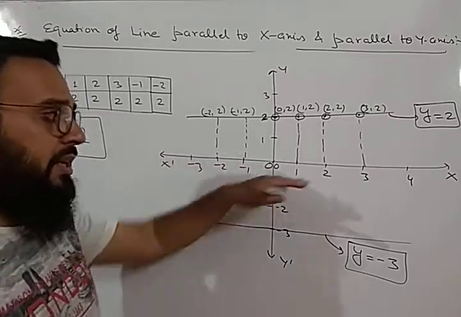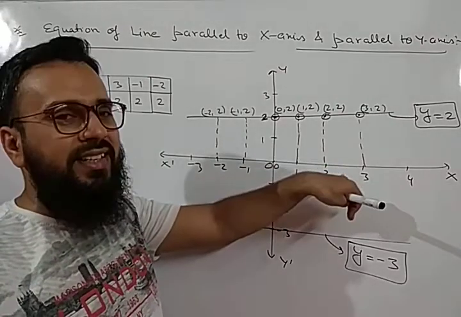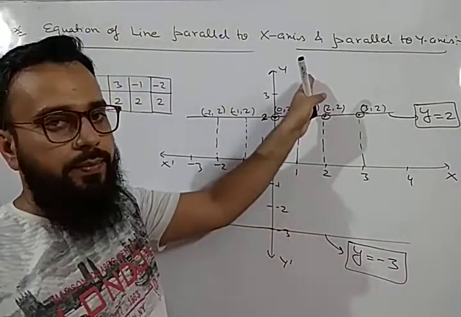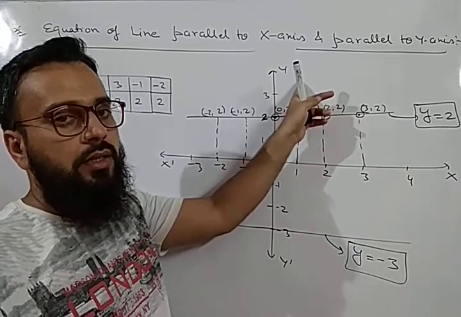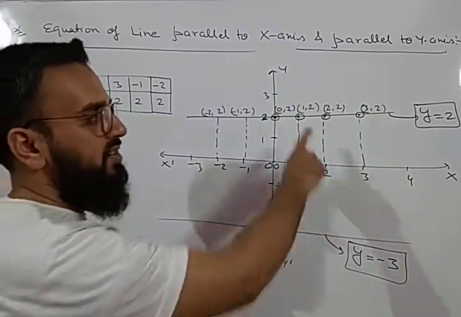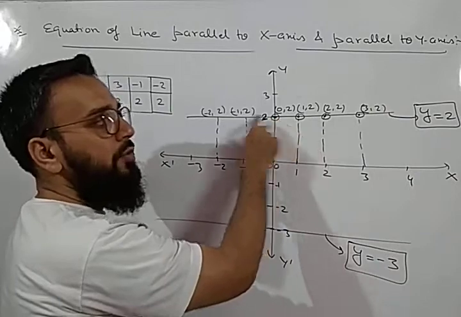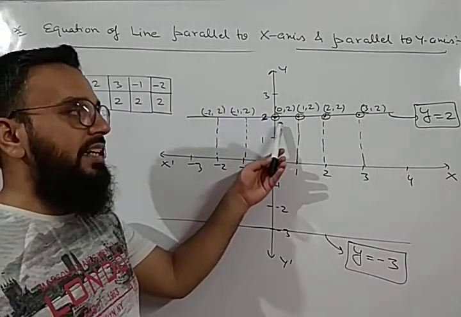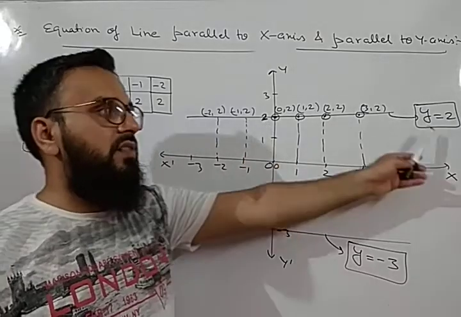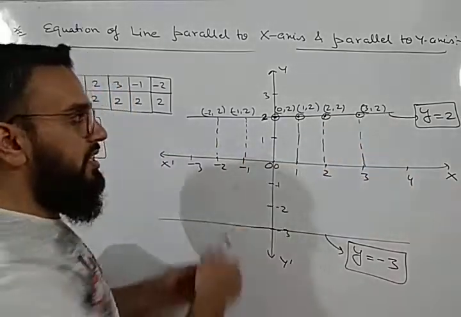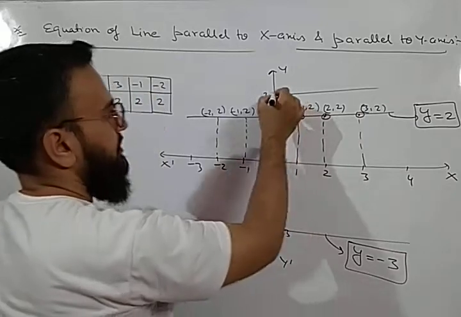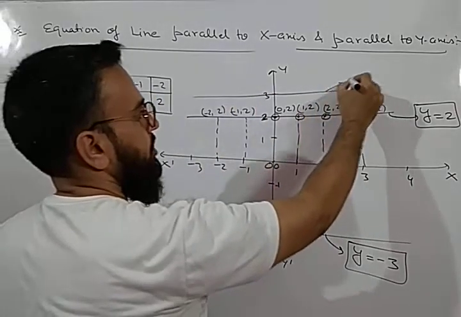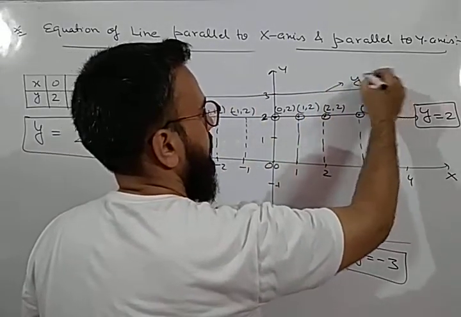If any line is parallel to the x-axis on the positive side, that is, on the positive y-axis, then the equation of that particular line will be y is equal to the point from which the line is passing. So at this point, the line is passing through 2, so the equation will be y equal to 2. If the line passes through 3, suppose we consider this line, then the equation of this line will be y equal to 3.